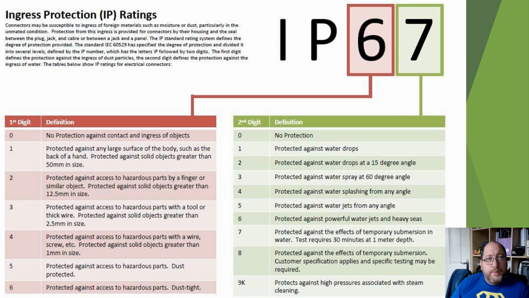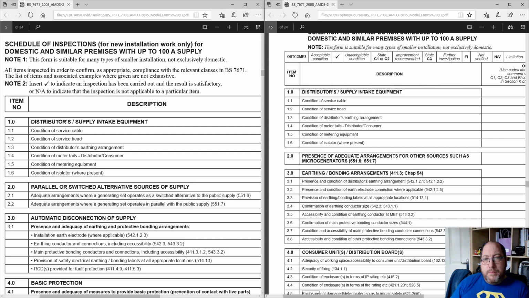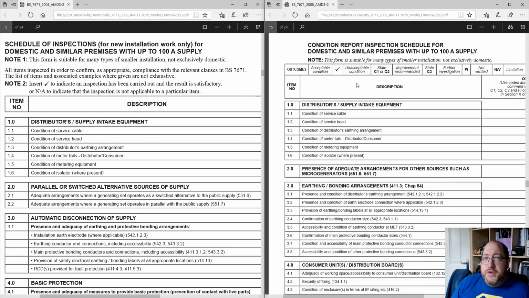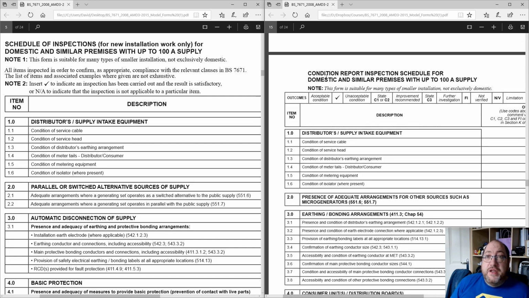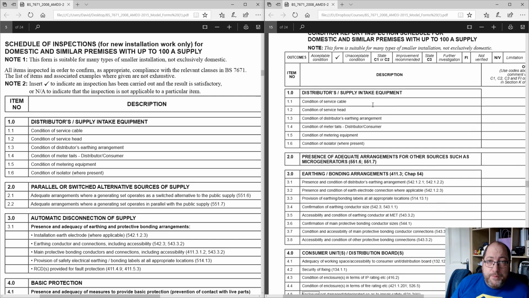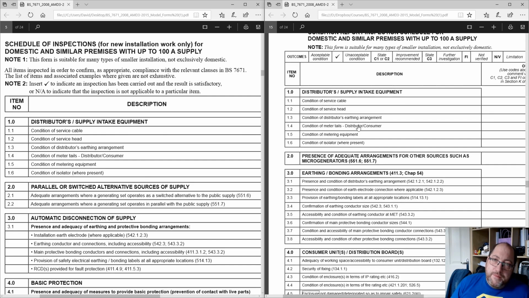Okay, let's quickly compare these then. There we go. Alright, on the left here is the schedule of inspections for new work. On the right is the schedule of inspections for domestic. It's the condition report, so it's the periodic one. They both require us now to assess the condition of the supply. Now it's not like the initial verification. You're not certifying it. You're not confirming it to be acceptable.